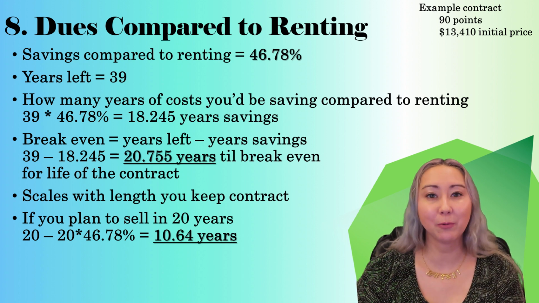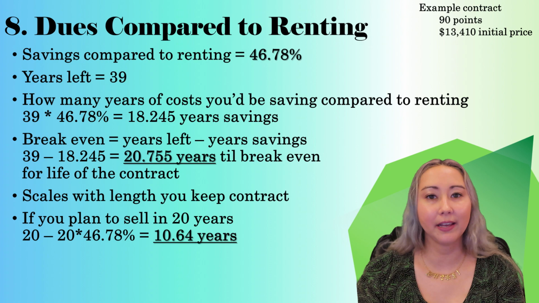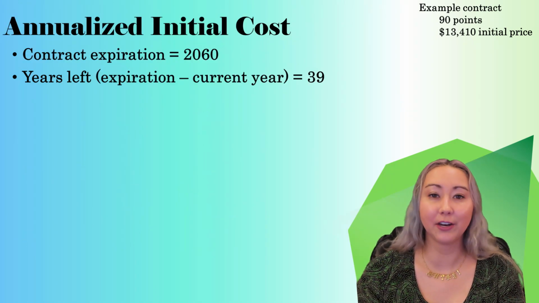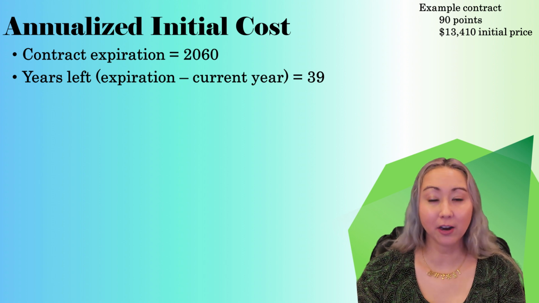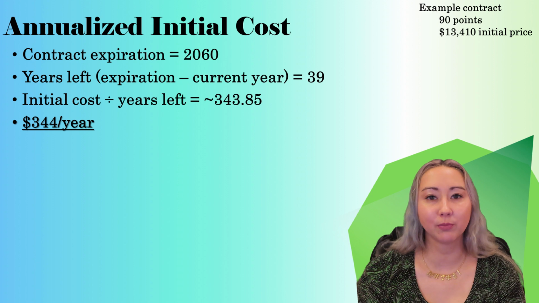Before we wrap up, I definitely want to cover a couple of things that are not a break-even calculation per se, but definitely play into this conversation. First, you can calculate an annualized initial cost instead of a break-even. The simplest way to do this is to take your initial purchase price and then divide it by the remaining contract years you have left. For my contract, there's 39 years left, and at my purchase price, this results in an annualized initial cost of under $350 per year. This only takes into account your initial purchase price, so you would have to add on annual dues on top of that.